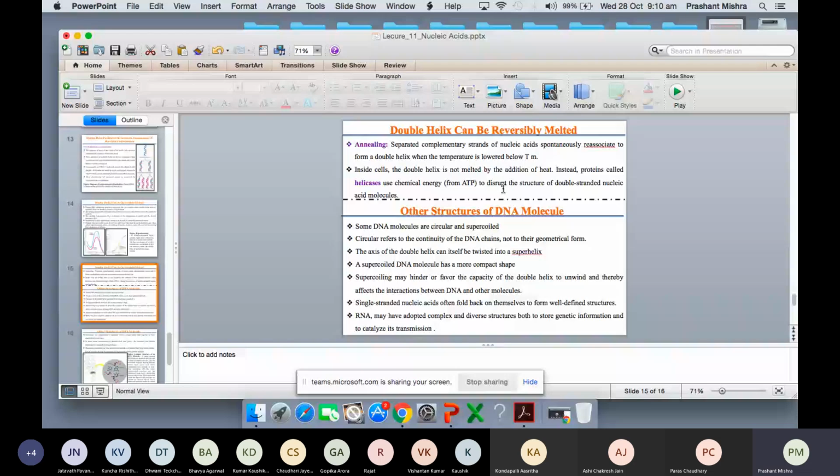Normally, you know that in the cell, we have a certain amount of sodium chloride or salt solution present. So in the cellular matrix, or inside the nucleic acid, near the nucleic acid, you will find the sodium ion present. Now, if I remove that sodium ion, what is expected?